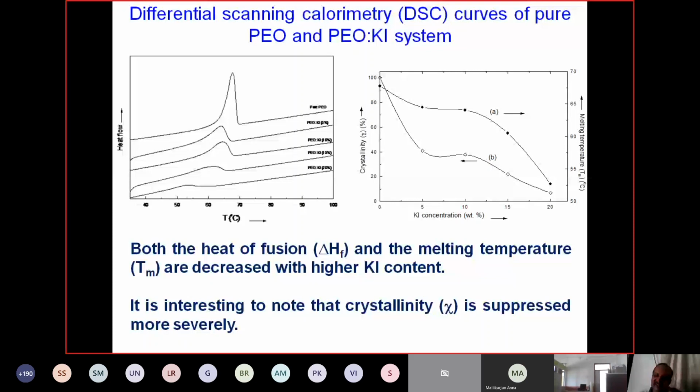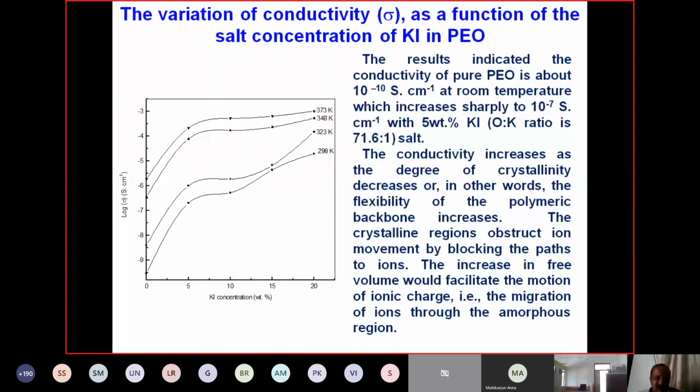Then you see here is the property of conductivity. On the x-axis is the salt content in the polymer, and the y-axis gives the conductivity. You see here, whenever we are increasing the salt, the conductivity is increasing, because amorphous nature is available within that material for the ions to move easily through. So the conductivity is increasing, which we require for our application. That means ion movement is through the amorphous nature of that material.